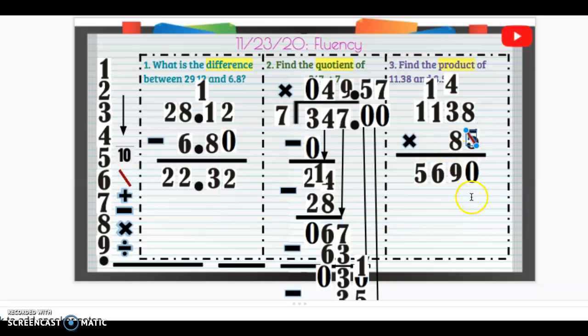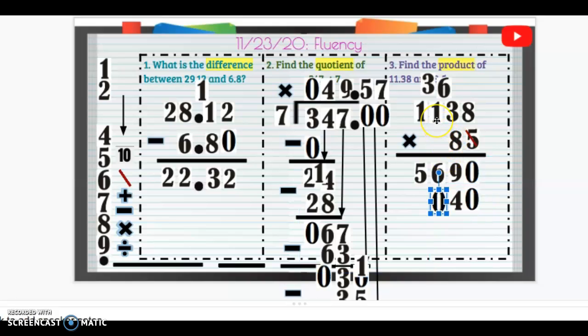So now I go to my 8, but I need to put the 0 below my 0 because I have to stay in that line of numbers. I'm done with my 4. You don't need that anymore, and I'm done with my 1. So 8 times 8 is 64. So I put my 4, put my 6. 8 times 3 is 24. 24 plus 6 is 30. So you put your 3. And then you have your 0.